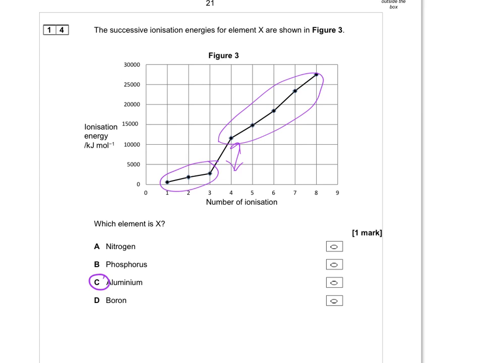Aluminium's the only group 3 element that's there. Except boron. Boron's also group 3, so let's have a look at this. So nitrogen's group 5, so it can't be that one because it hasn't got 5 electrons in its outer shell. Phosphorus is group 5, so it can't be that one. Boron only has 5 electrons in total. This one's got 1, 2, 3, 4, 5, 6, 7, at least 8 electrons, so it can't be boron, which means it must be aluminium.